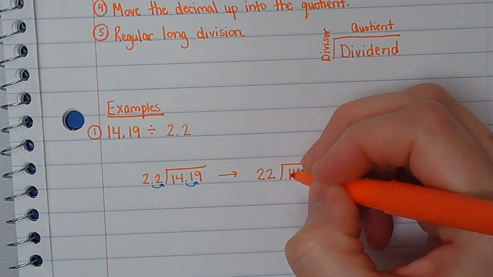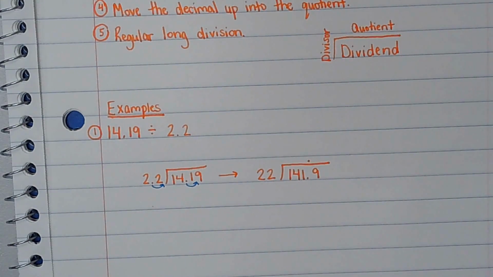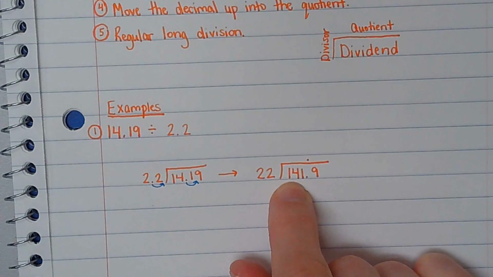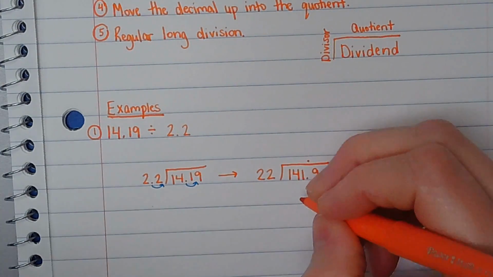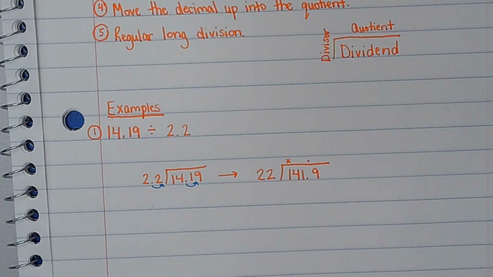Step 4 tells me to move the decimal straight up into my quotient, and now I can just do regular long division, okay? So the first step of long division is to divide. Does 22 fit into 1? It does not, so I'm going to put an X right here. Some people put zeros. I like to put X. It doesn't matter either way.